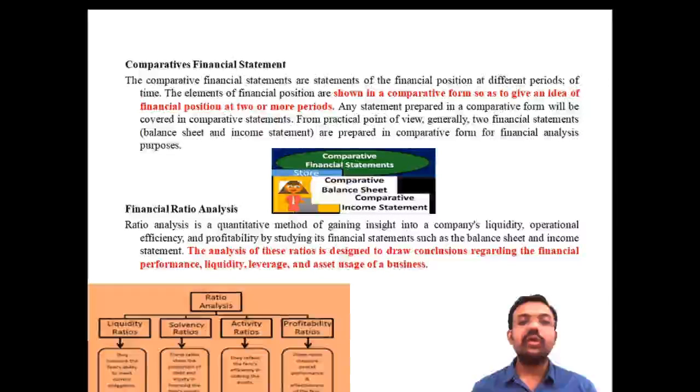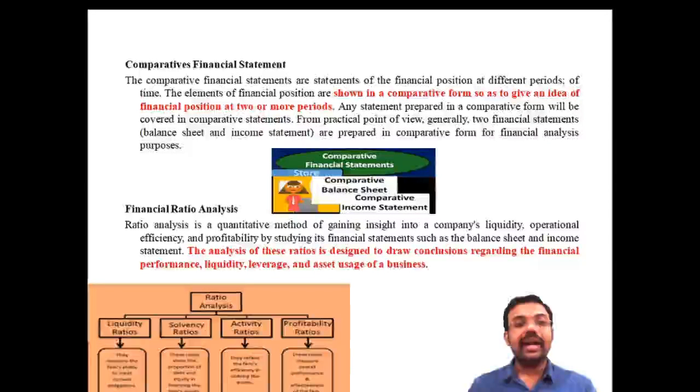It is shown in a comparative form so as to give an idea of the financial position over two or more periods. A statement prepared in a comparative form is called a comparative statement. It's a very important element. You can compare the balance sheet and the profit and loss account for different periods to take decisions. Whether the company is going at a loss or a profit can be identified with the help of the comparative financial statement. So it's a very important element.